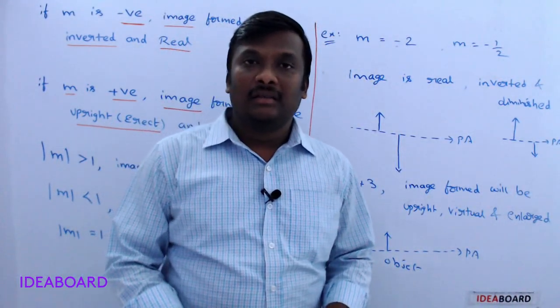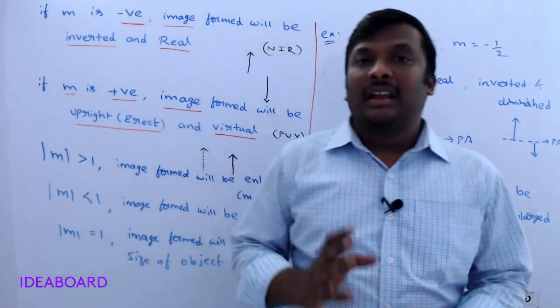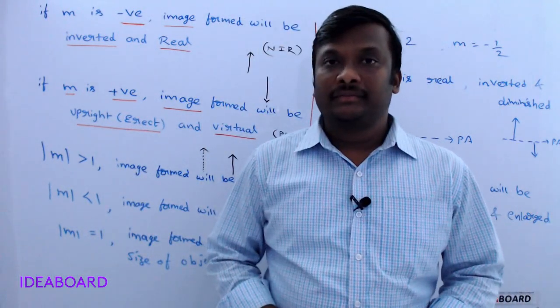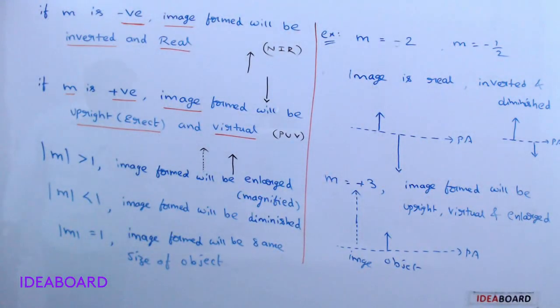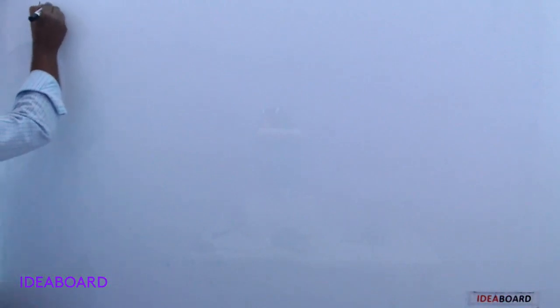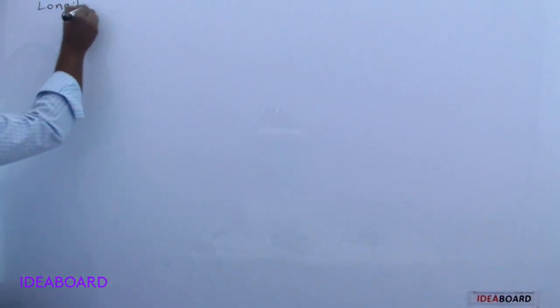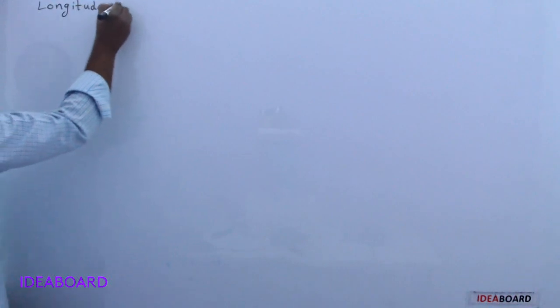Is it clear? So this is about the lateral magnification. Any doubts? Please note them down. Now, the second one is longitudinal magnification.